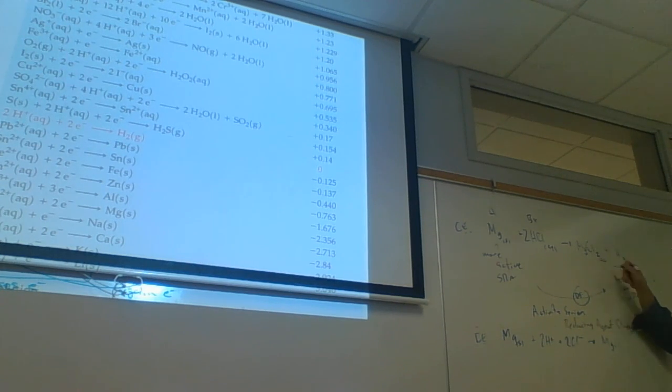Yeah, chlorides are soluble except for silver, lead, mercury. So it's going to break apart into Mg2 plus, 2Cl minus, plus H2. H2 doesn't get broken apart, it's a molecule. So you don't write the charge to the molecule? There's no charge on H2. It's an element, neutral.